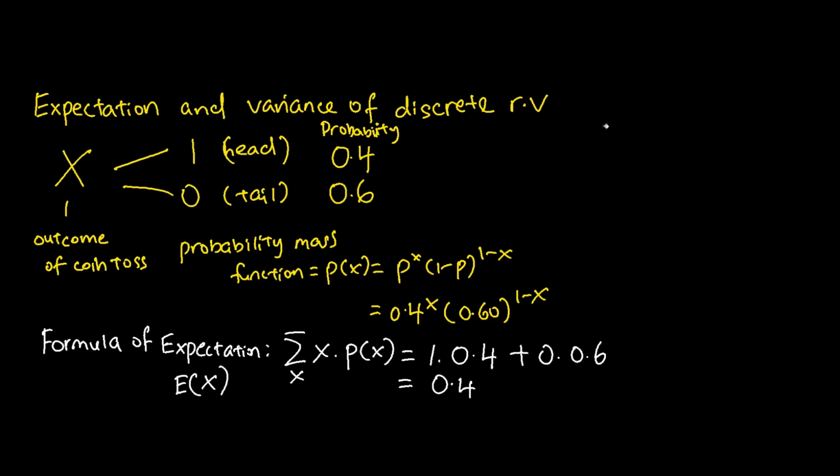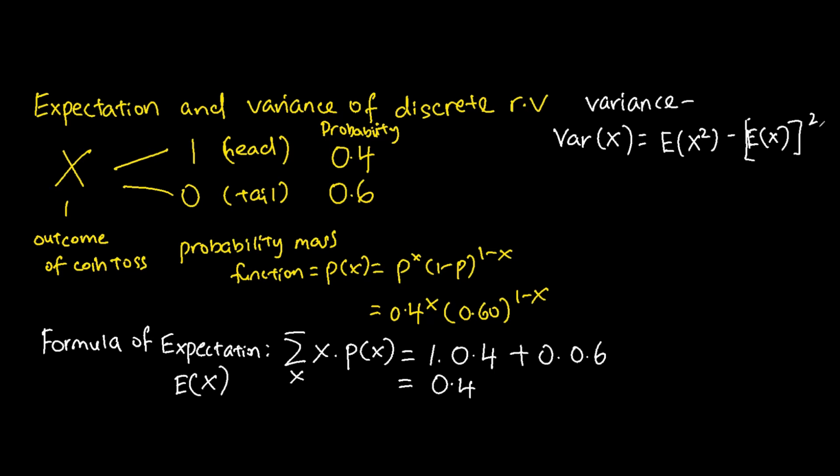So this is the first part of the video. The next part we're going to talk about is the variance. Variance basically means the measure of dispersion of the data set. We have a formula to calculate the variance. We usually denote variance of a random variable by var x, and this is equivalent to the expectation of x squared minus the expectation of x, the whole thing squared.